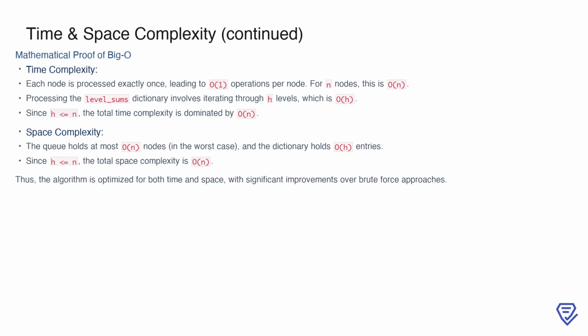For space complexity, the queue used in level order traversal holds at most O(n) nodes in the worst case, while the dictionary stores O(h) entries. Again, since h is at most n, the total space complexity remains O(n). This analysis confirms that the algorithm is both time and space efficient, offering significant improvements over brute force approaches by minimizing redundant computations and memory usage.